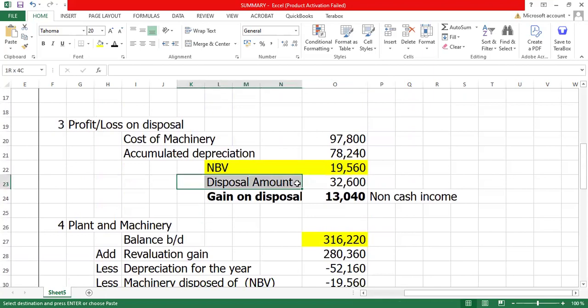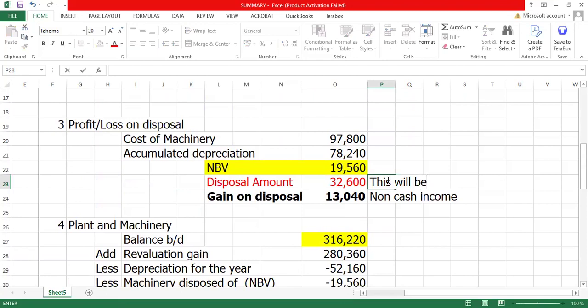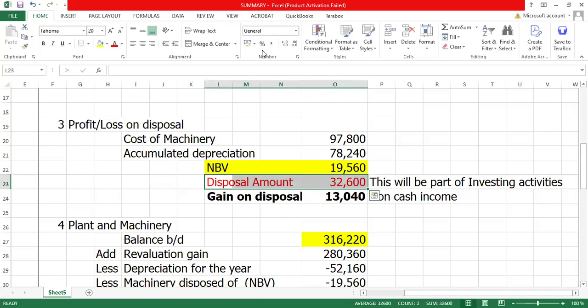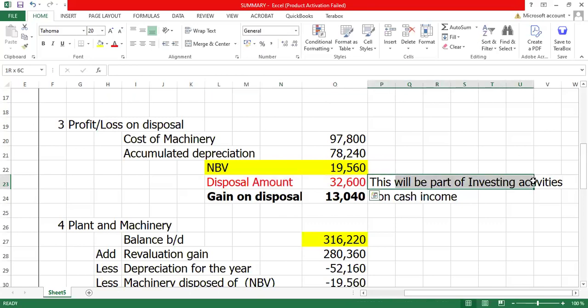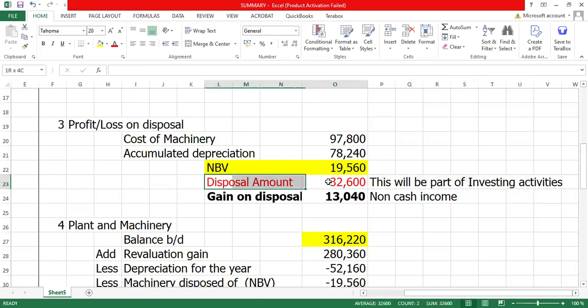Colleagues, before we forget, I want you to make sure that this will be part of investing activities as cash inflow, because this is the money you have received. This will be cash inflow when you're handling investing activities. The disposal amount, because you have received that money, will be part of your investing activities.